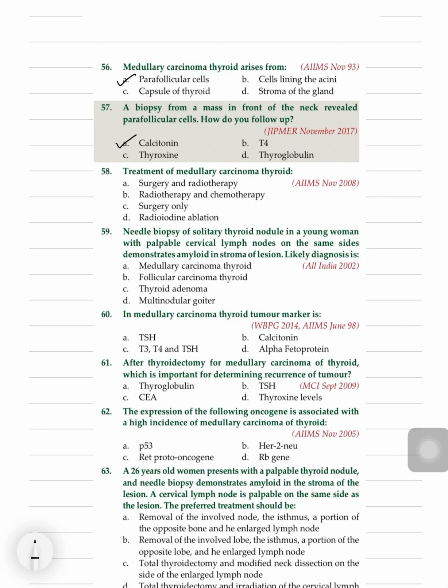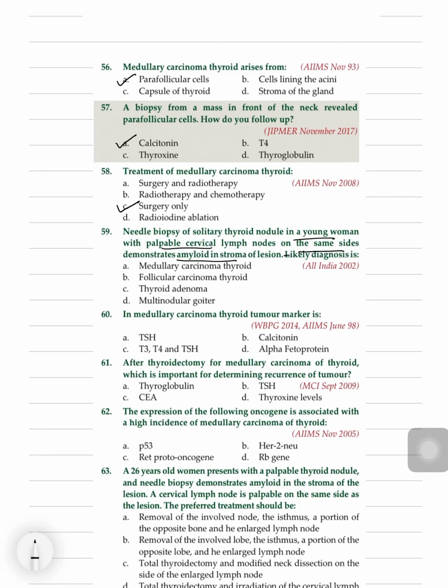Treatment of medullary carcinoma of thyroid is surgery. If the question states advanced malignancy or metastatic disease, then you can consider radiotherapy also. But if the question is only medullary carcinoma thyroid, then go for only surgery. Needle biopsy of a solitary thyroid nodule in a young woman with palpable cervical lymph nodes on the same side demonstrates amyloid stroma.